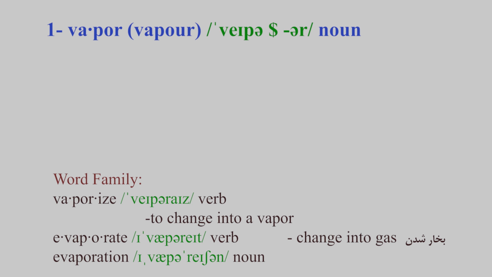As you can see, the word family is there. Vaporize is a verb. It means to change into a vapor, and it means tabkhir shodan or bukhar shodan. Evaporate is also a verb and it means change into gas. Evaporation is a noun. I think these words are clear to you because you have studied them maybe in your chemistry.